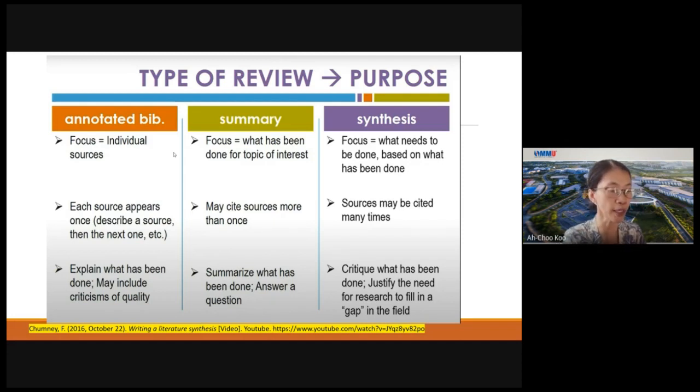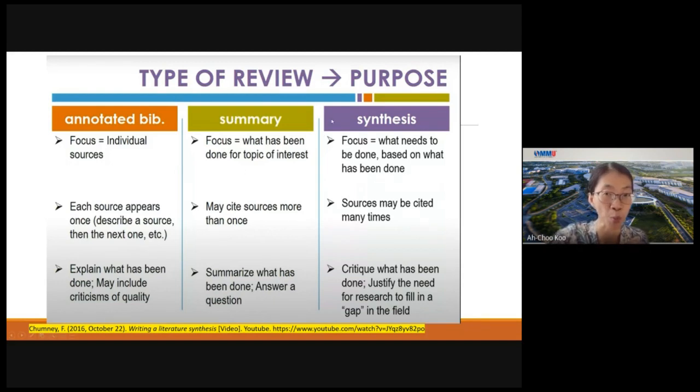So types of review: usually we want to do a review, and there are a few types. Some very basic one, we read and then we annotate. We take notes, and we can include these notes in our literature. So that is an annotated bibliography, where you can focus on individual sources. And then for certain types of review, we do summary or paraphrase.